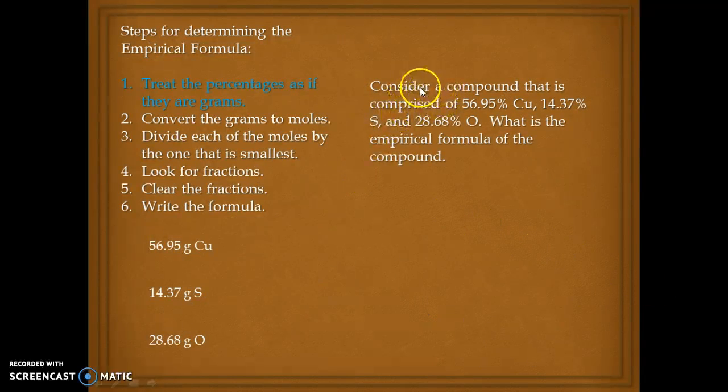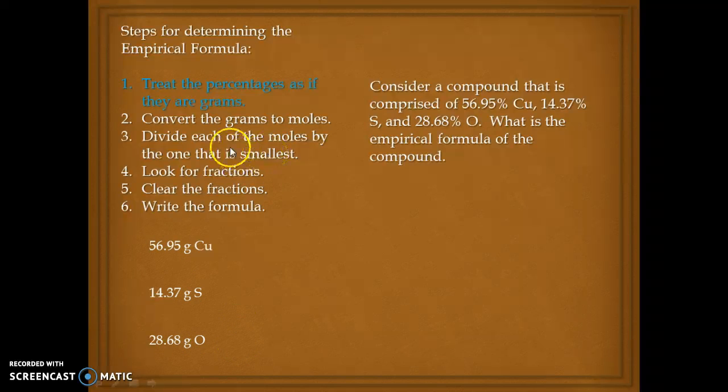So I have here, consider a compound that is comprised of 56.95% copper, 14.37% sulfur, and 28.68% oxygen. What is the empirical formula of that compound? So here we're going to go through the steps one by one, and I'll show you each step what exactly you have to do. So step one is we're going to treat those percentages as if they are grams. Here I've written 56.95 grams instead of 56.95% copper, and 14.37 grams of sulfur, 28.68 grams of oxygen. Very simple. Just take the percentage off, put a G there.